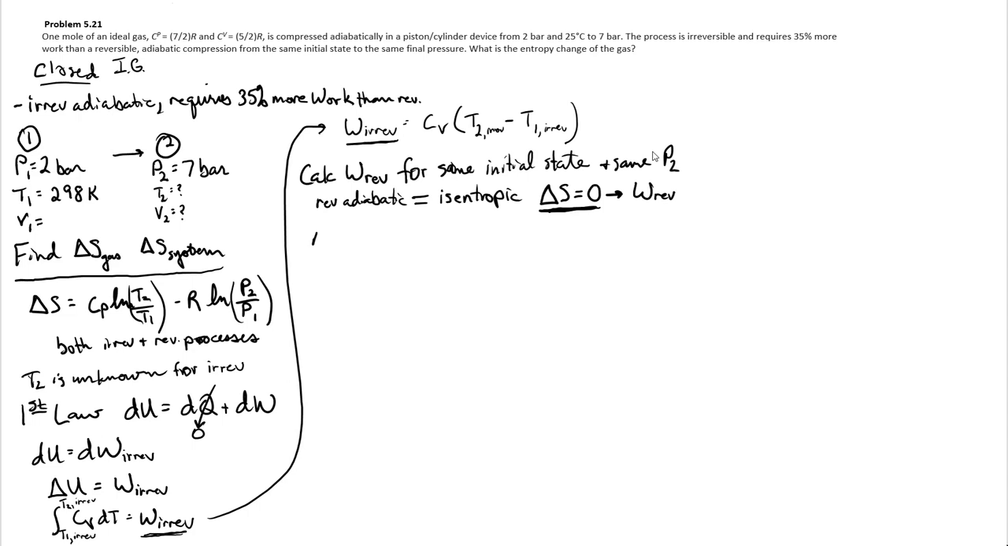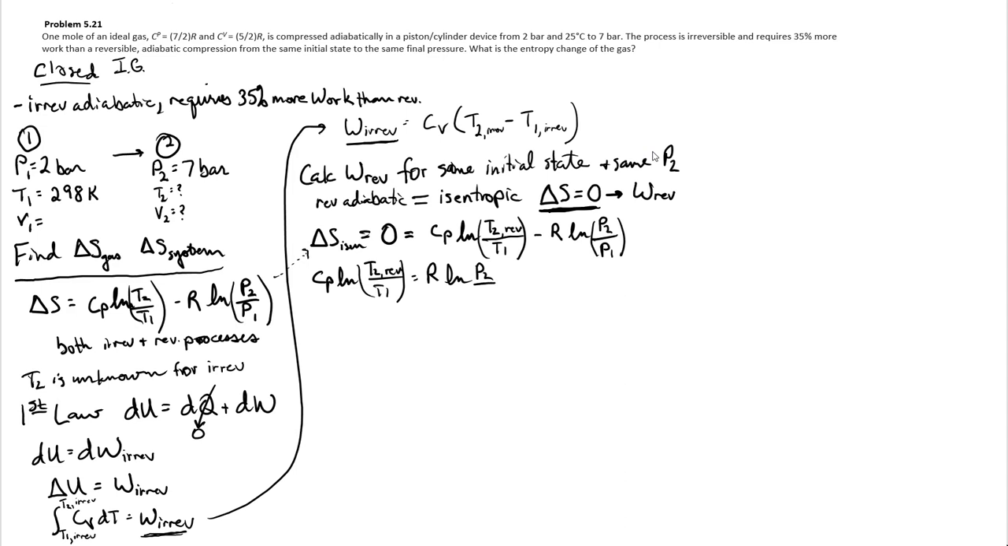So what we can do is take delta S for an isentropic process. That's equal to 0, and we're still dealing with an ideal gas, so we can put this equation in. This is Cp natural log of T2 for the reversible process over T1, minus R natural log of P2 for the reversible process. Remember, T1 is the same no matter what, and they both start at the same initial pressure and go to the same final pressure. So Cp natural log of T2 over T1 is equal to R natural log of P2 over P1.